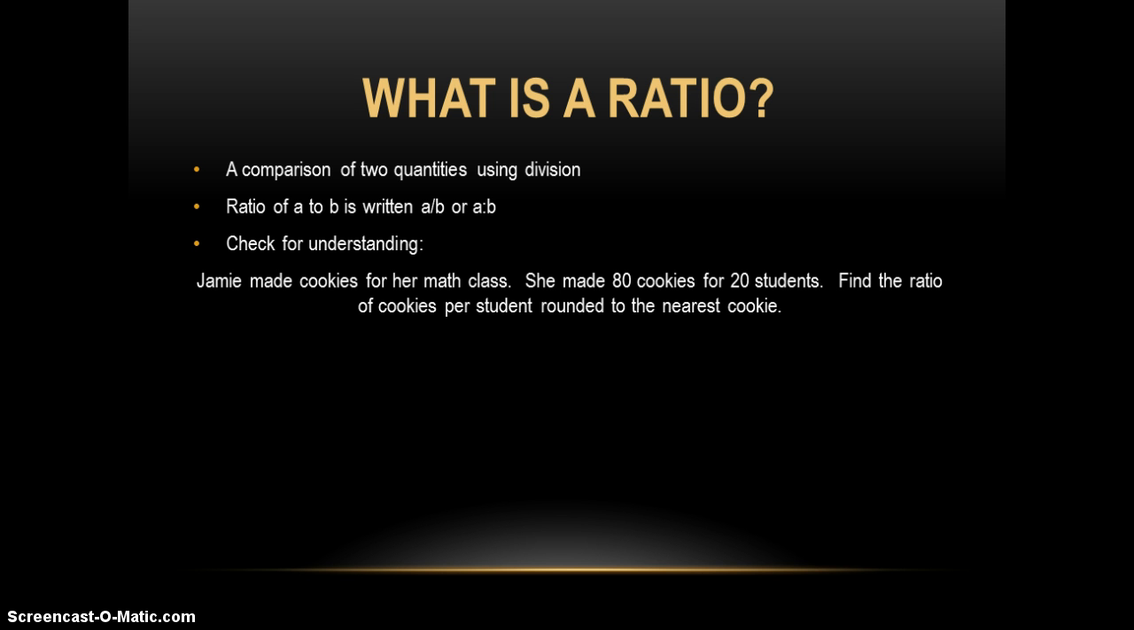Check for understanding. Jamie made cookies for her math class. She made 80 cookies for 20 students. Find the ratio of cookies per student rounded to the nearest cookie.